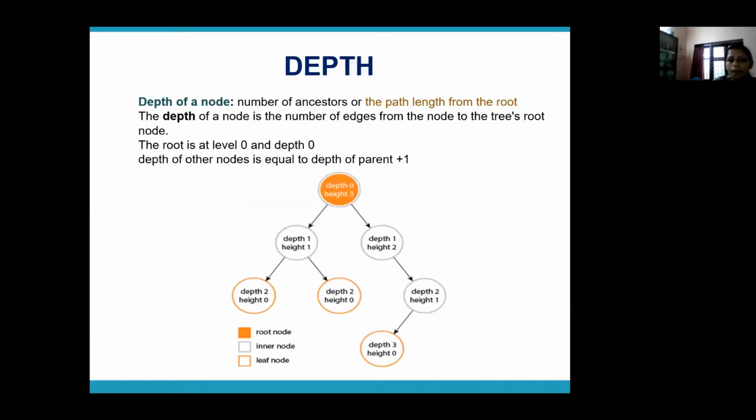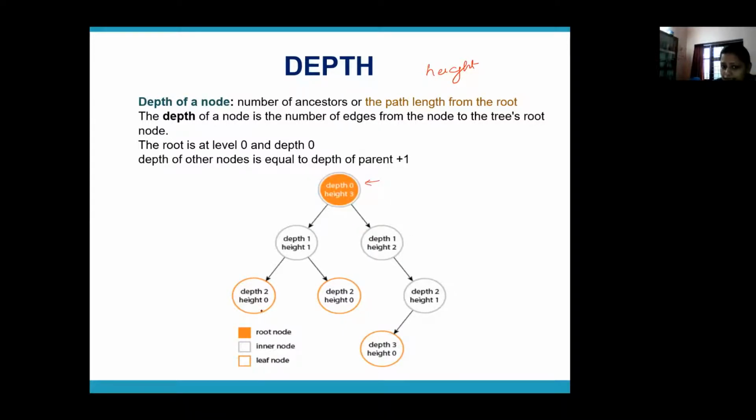Okay. Now, let's come to this term which is called depth. I told you depth is sometimes confused with height. Look at this diagram that will make the definition of depth and height clear to you. Look at the definition of depth. Depth is the number of ancestors or the path length from the root. So you can see here the root node is at a depth 0, right? This is at a depth 1. This is at a depth 2, right?